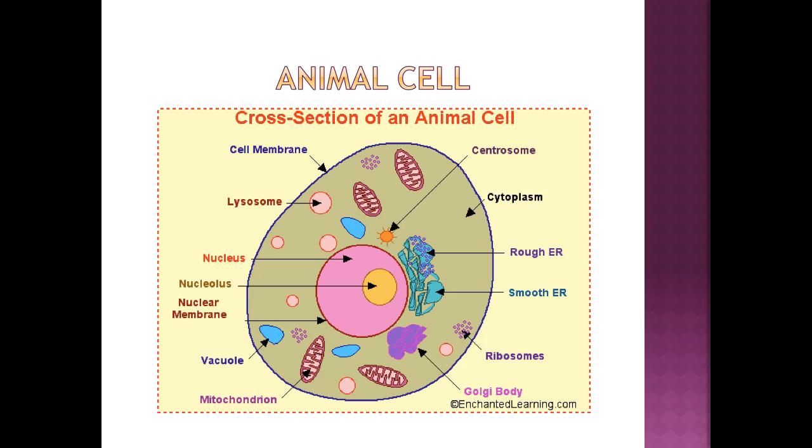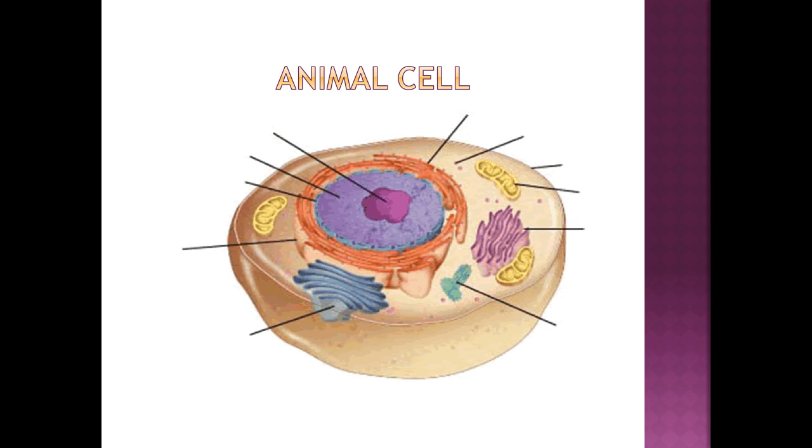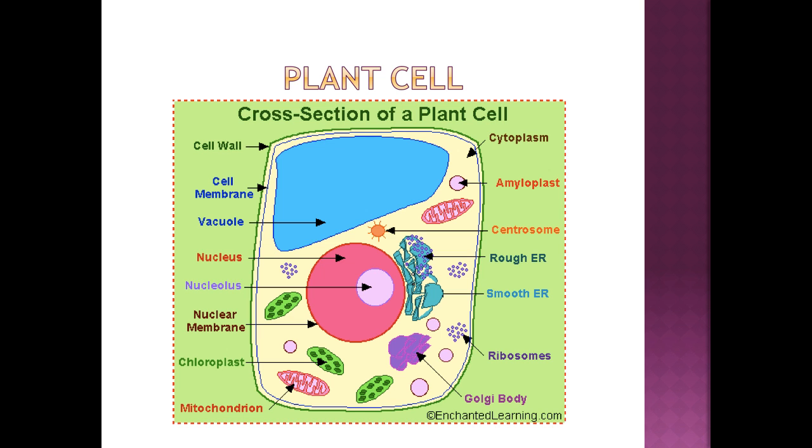This is a diagram up close to see all the different parts of an animal cell, what they look like, where they're located, the shape of them. And this is a diagram of a plant cell for the same reason. So that way you can see what it looks like, where the different organelles are located. So that way you can see all the different parts of a plant cell.